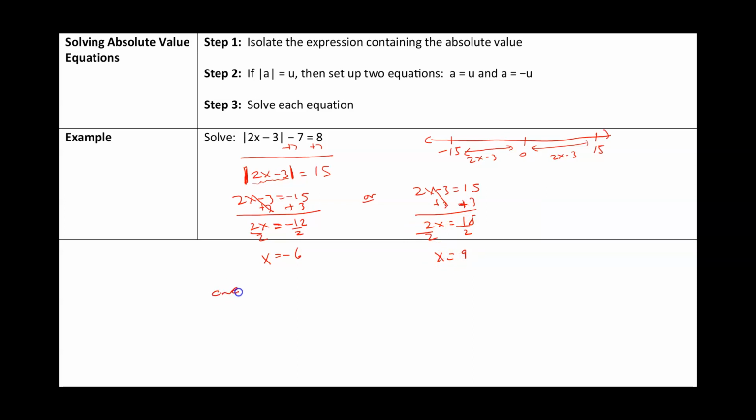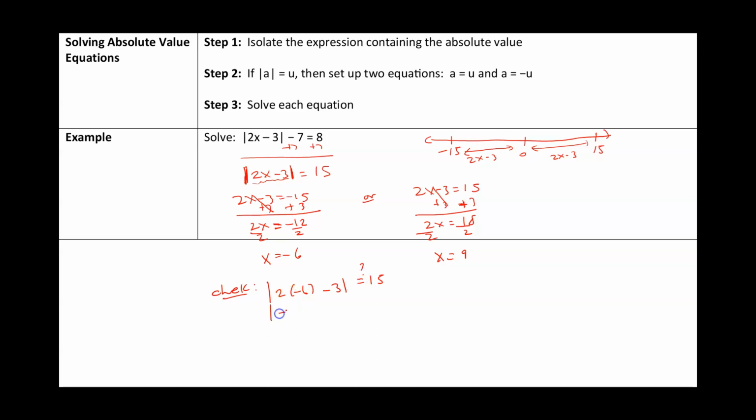Let's check our answer real quick. So if we did it correctly, when we plug in -6 and +9 into the original equation, it should make a true statement. So actually, you know what? We normally plug it into the original equation, but for the sake of this problem, let's plug it into the second step where the absolute value is isolated. So -6, we have absolute value of 2 times -6 minus 3, and we want that to be 15. We want to check, is that a true statement?